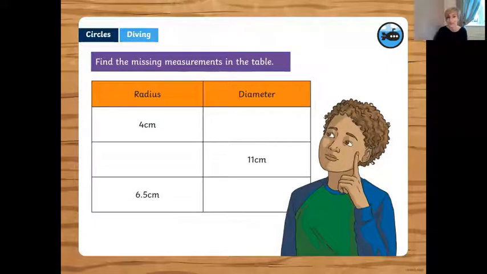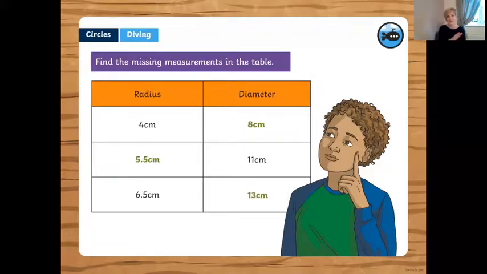Okay, find the missing measurements in the table. So I'm going to let you calculate it. If the radius is 4 centimetres, what would the diameter be? Take this to 8. If we know the diameter is 11 centimetres, have a go at calculating the radius. What do you think that might be? 5.5, half of 11 centimetres. And finally, if the radius is 6.5 centimetres, which is from the centre to the edge, what might the diameter be? 13 centimetres. Well done if you got them right.